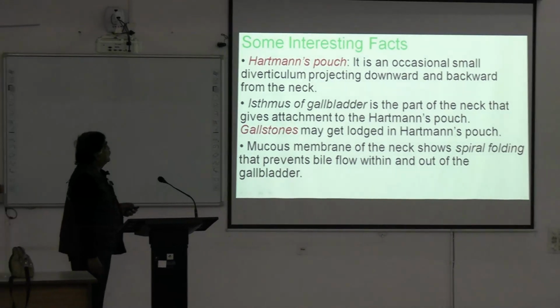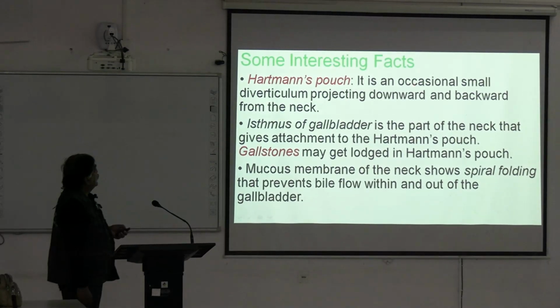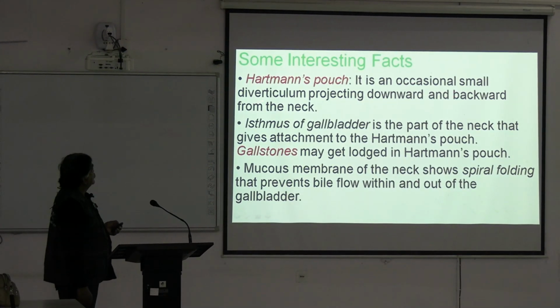Now, some interesting facts about Hartmann's pouch. It is an occasional small diverticulum projecting downwards and backwards from the neck. The isthmus of the gallbladder is the part of the neck that gives attachment to Hartmann's pouch. Gallstones may get lodged in Hartmann's pouch, as I told you just now. The mucous membrane of the neck shows spiral folding that prevents the flow of bile within and out of the gallbladder.